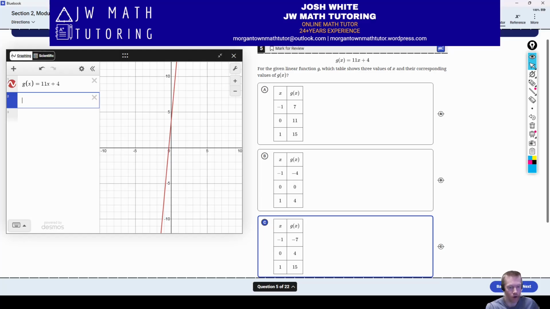You could, though, also just graph the line here, and then you could start with answer choice A, and you could plot this point, and you could see, is the first point from the table on the line?